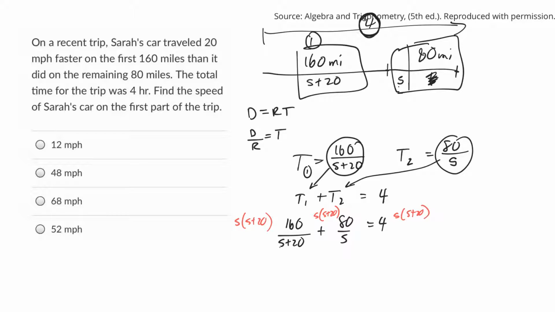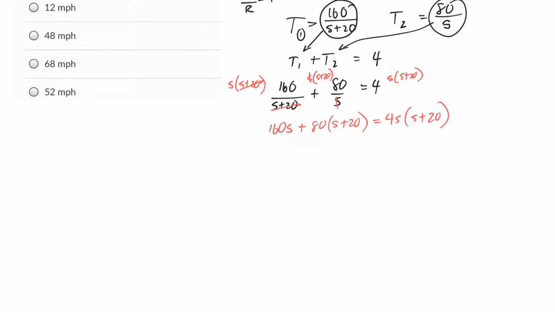So in the first one, the s plus 20s go, so I am left with 160s. The next one, the s's go, so I'm left with 80 times s plus 20. And then on this side, I have 4s times s plus 20. Now let's multiply everything together. So 160s plus 80s plus 1600 equals 4s squared plus 80s.